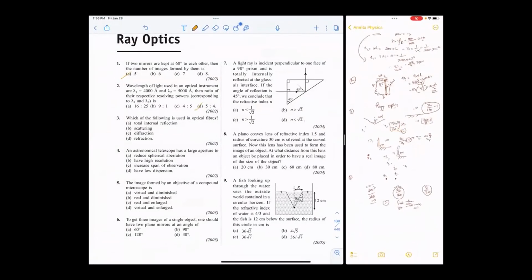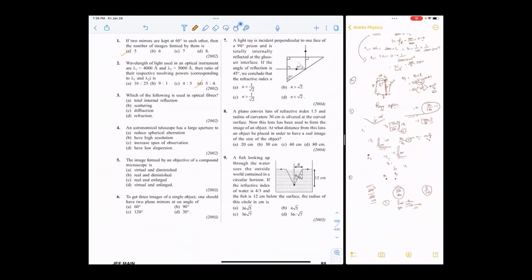Which of the following uses optical fibers? Total internal reflection. These days, in many things, you are using it. Easy one. An astronomical telescope has a large aperture to: reduce spherical aberration, have high resolution, increase span of observation, or have low dispersion. What is the answer, guys?